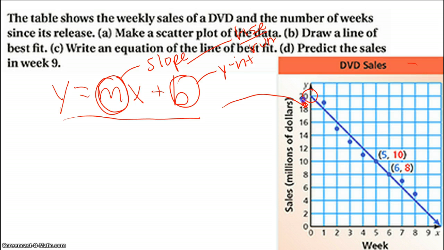So my y-intercept's really easy. I can see that. It's right here. I don't have to guess very much. I can see it. It's plus 20. So that's going to be right there. Now, how do I find my slope?